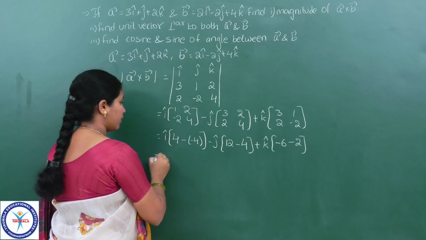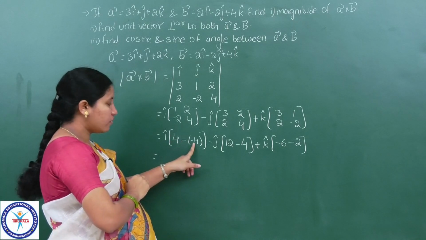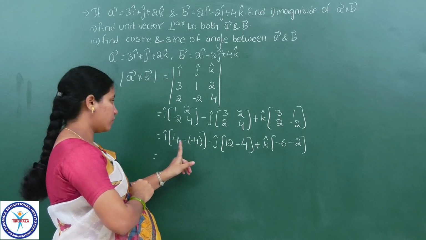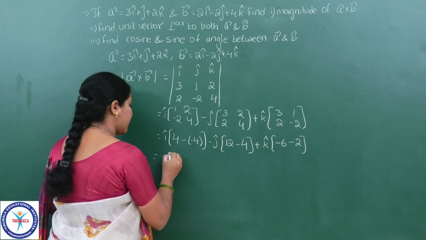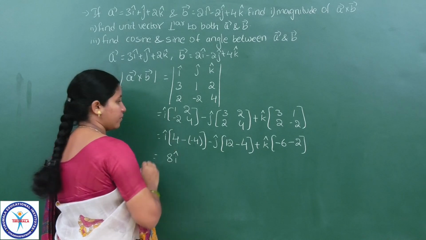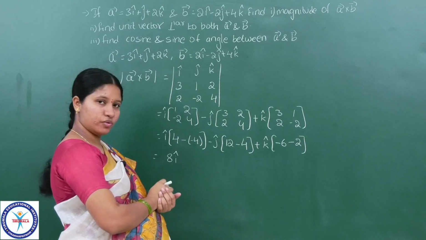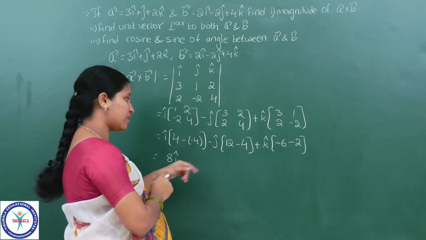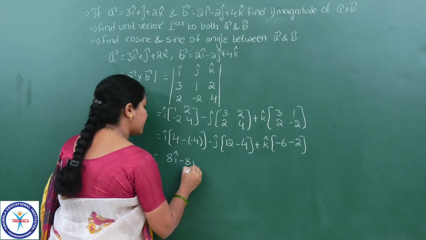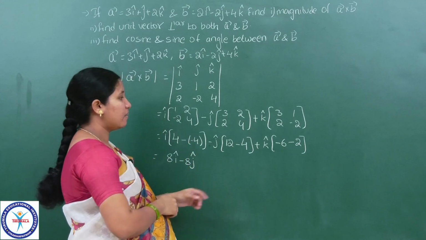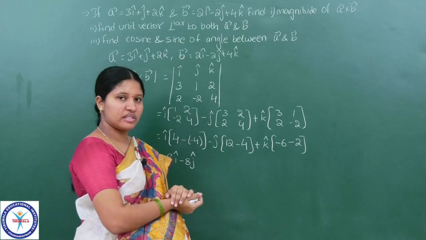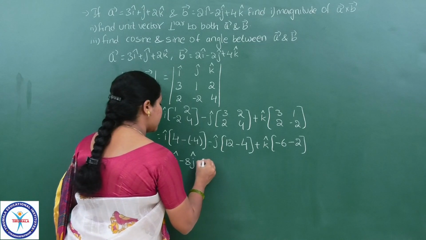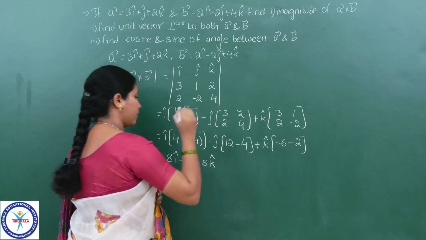So, we get 4 minus of minus 4 gives plus 4. So, 4 plus 4 is 8 i cap, and 12 minus 4 gives plus 8. So, here we are having minus. So, plus into minus is minus 8 j cap, and minus 6 minus 2 gives us minus 8. So, minus 8 k cap.